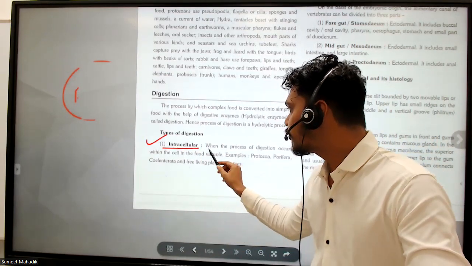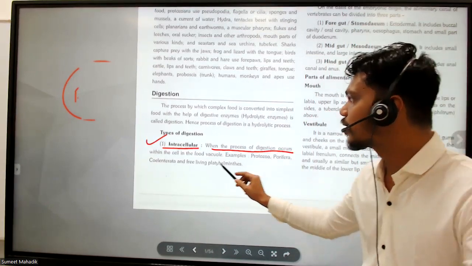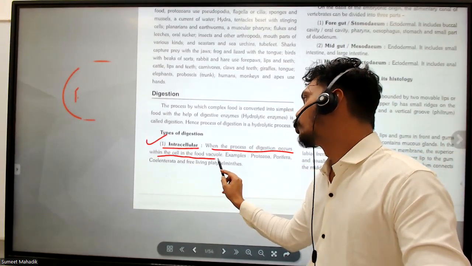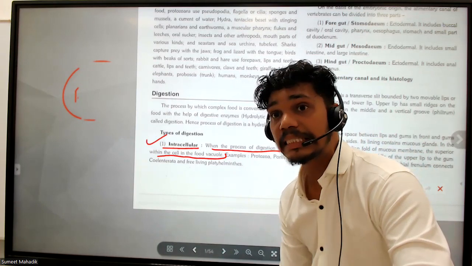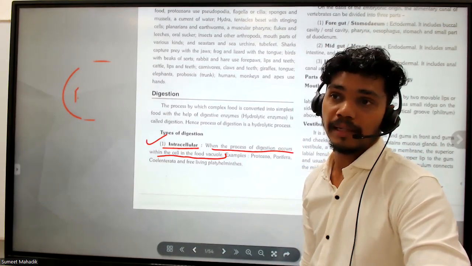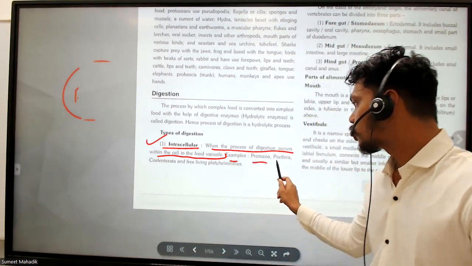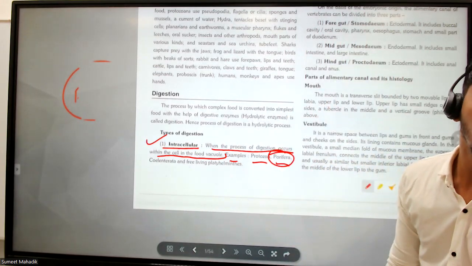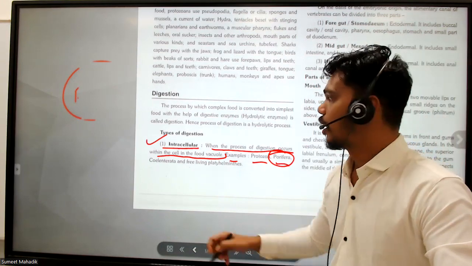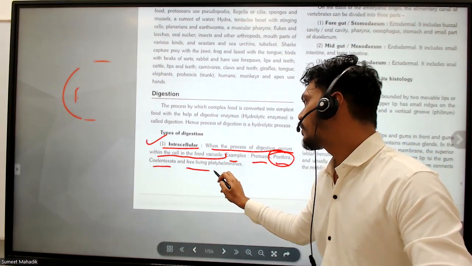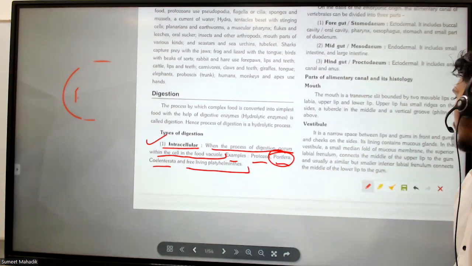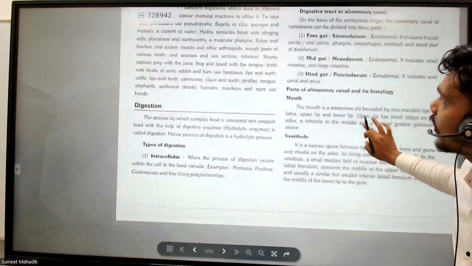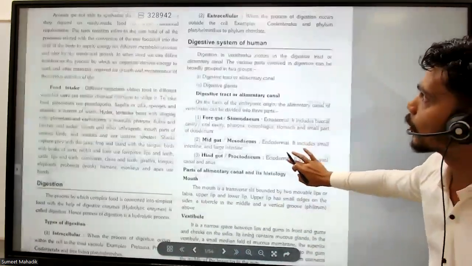So intracellular is when the process of digestion occurs within the cell, in the food vacuole. In case of amoeba, we can say that, right? Examples: protozoa, porifera. What is porifera? All the porous. On the body, there are pores. Coelenterata and free living platyhelminthes are there. Okay, now what is intracellular? It happens inside the vacuole.